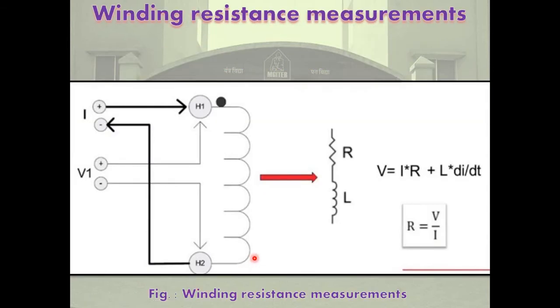Okay. First of all, we discuss the winding resistance measurement. This is the transformer winding, H1 to H2. This is I and this is V1. This is R and L. Ohm's law: V is equal to I into R plus L into di by dt.